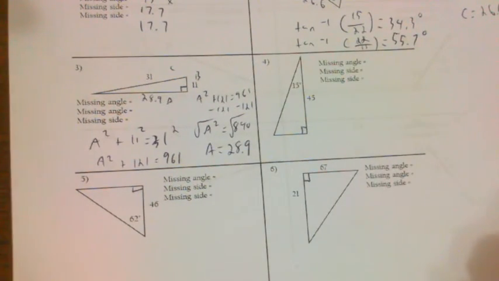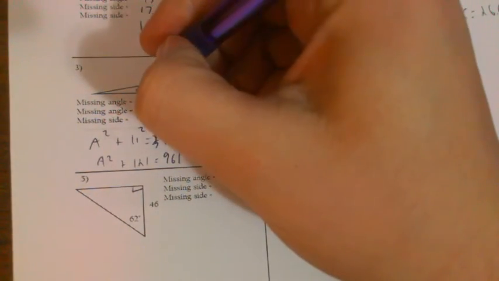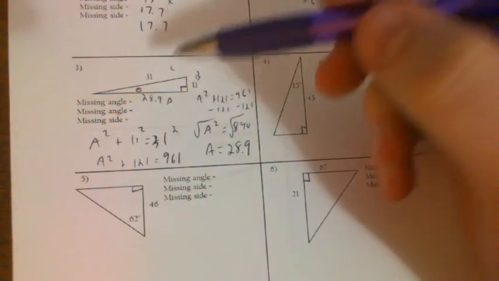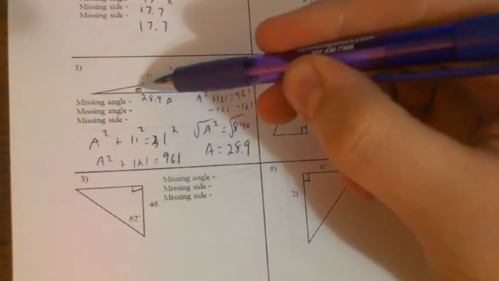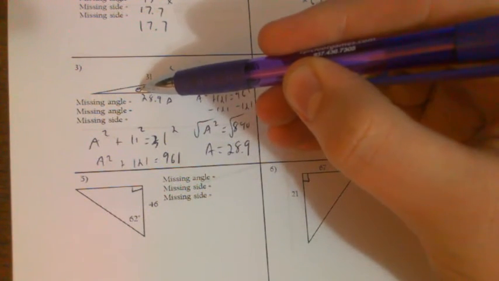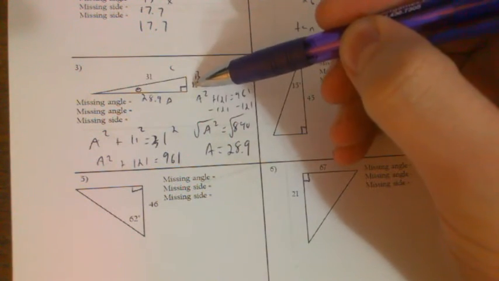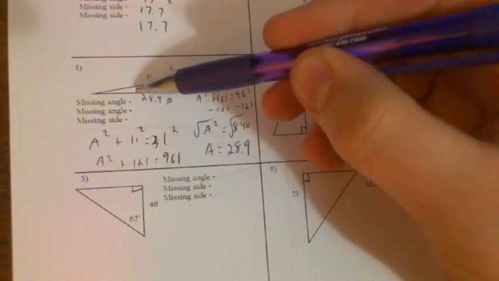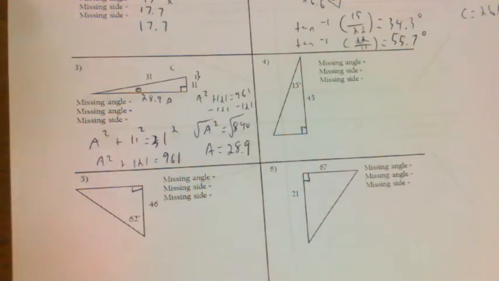Now to find our two missing angles, we can use any inverse trig function we like. Let's look at this angle first. We could do inverse tangent of 11 over 28.9. We could do inverse sine of 11 over 31. We could do inverse cosine of 28.9 over 31. Whichever one you use does not matter. They should all give you about the same thing. There are some issues with rounding where maybe it'll be half a degree off. It's fine.